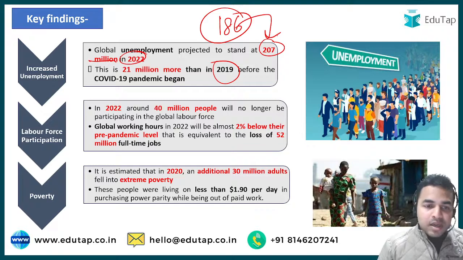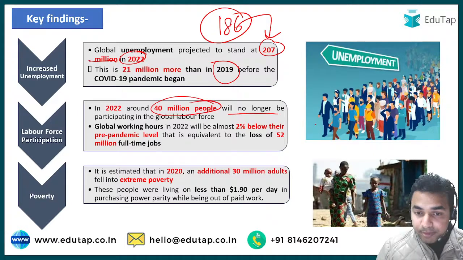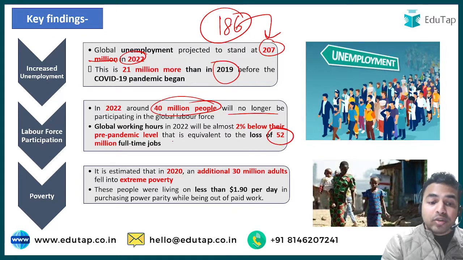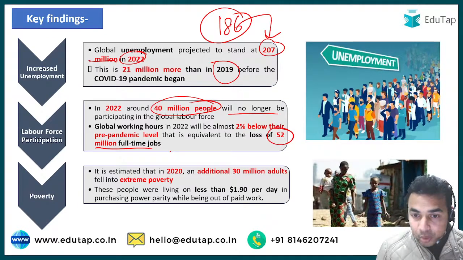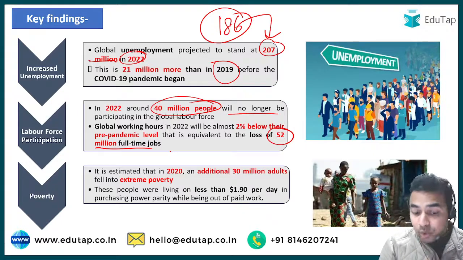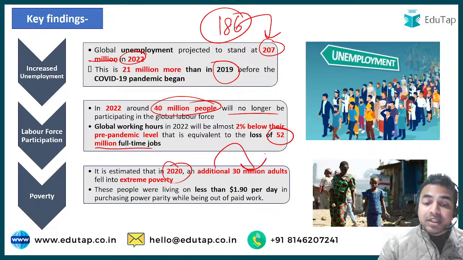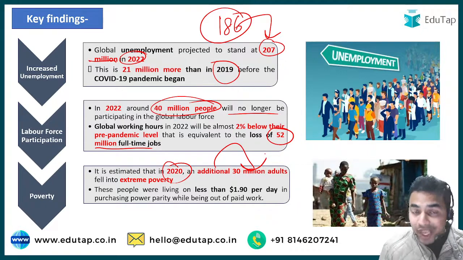Okay, the other important finding here is that in 2022 around 40 million people will no longer be participating in the global labor force, and this accounts for a loss of 52 million full-time jobs all over the world. This is such a stark reality, and it is really one of the most major negative impacts that the COVID-19 pandemic has had all over the world. And when we talk about the impact of COVID-19 on poverty, this report also says that it is estimated that in 2020 an additional 30 million adults have fallen into extreme poverty.